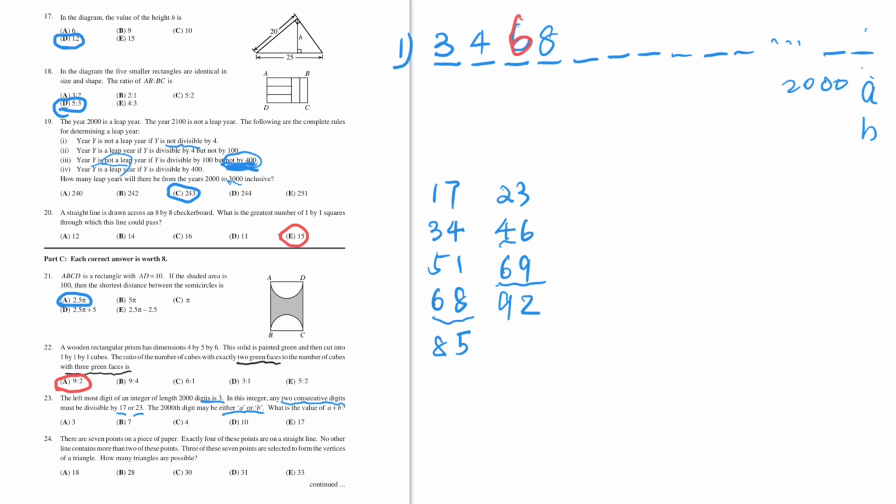After the 6, 68. After the 8, the only one we can put is the 5. After the 5, that's the only one. After 1, that's the 7. After 7, they go nowhere. No more consecutive number after 7 can be divisible by 17 or 23. So the first number stops at 7.